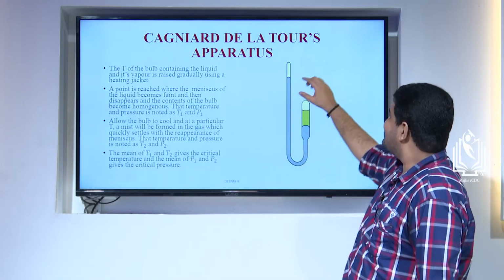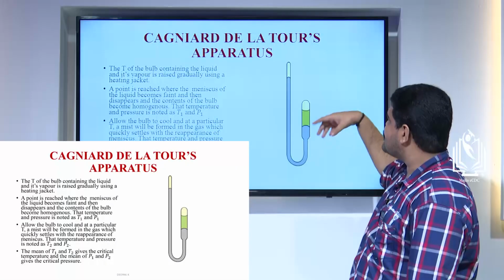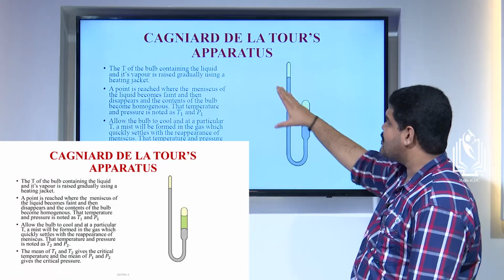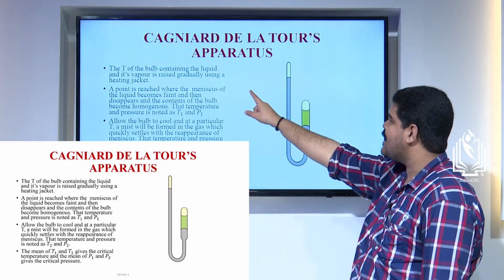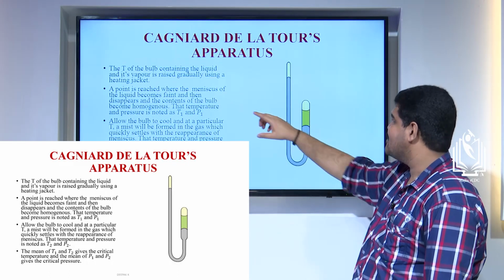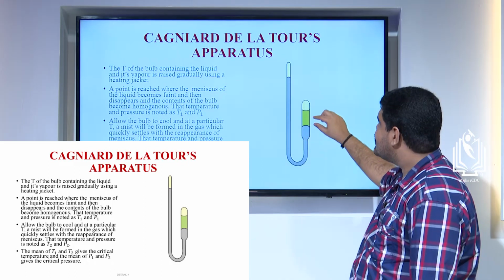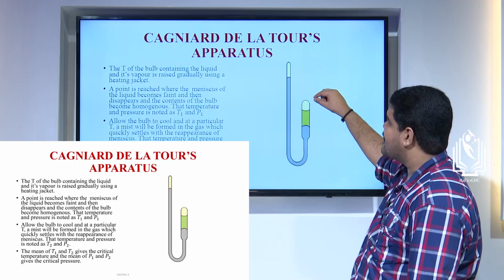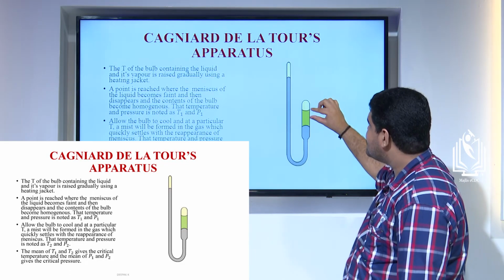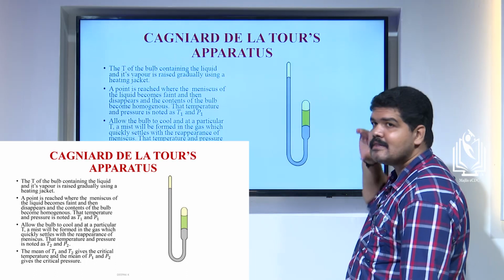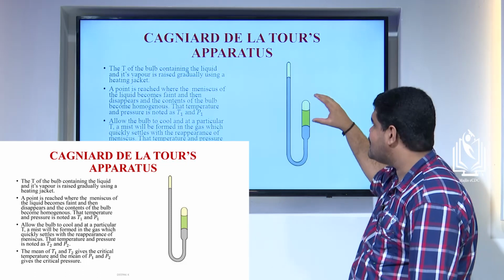And then what is happening here? Here the temperature is getting raised in this vessel. So, the temperature of the bulb containing the liquid and its vapor is raised gradually using a heating jacket. As you raise the temperature, the liquid present in the bulb will start converting to vapor, and in the initial phases you can see the liquid and the gaseous state, the demarcation or the meniscus between the liquid and gaseous state can be seen initially.